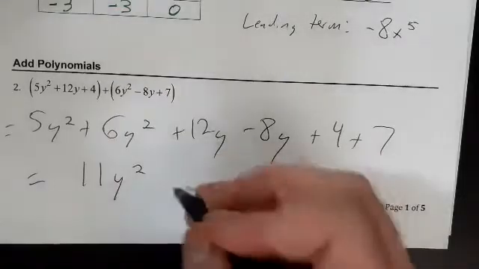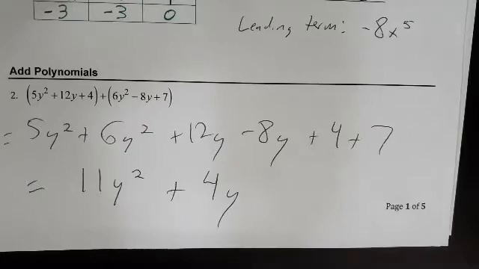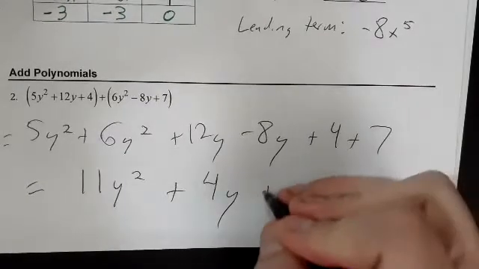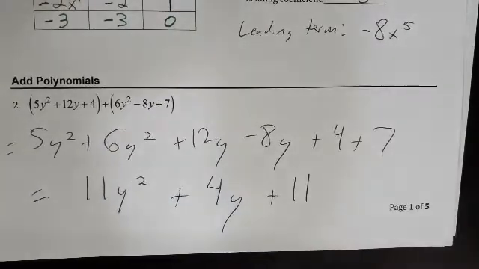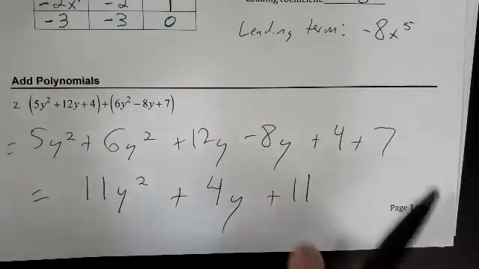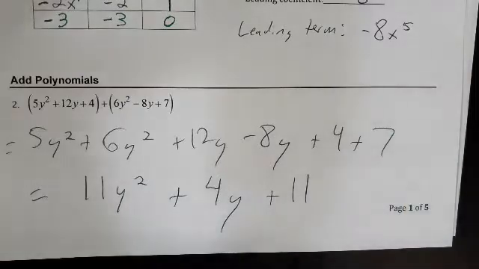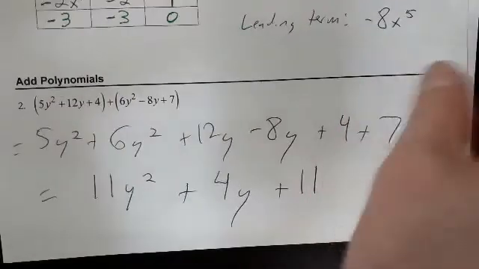12 minus 8, I believe it's going to give me 4y. And I believe the last thing is going to give me plus 11. So we do 5 and 6 will give us 11, 12 minus 8 gives us 4, and 7 and 4 will give us 11. So adding polynomials, the rule to adding polynomials is that you add like terms.